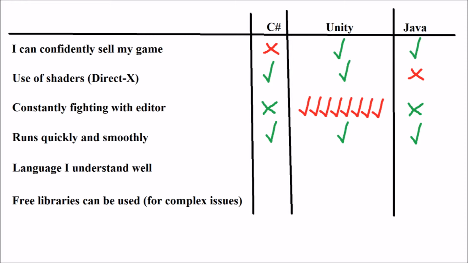They all run quickly and smoothly, so that's great. I understand the language very well, both C# and Java. Again, Unity would be running on C#. And free libraries can be used for complex issues. Unity and Java have those free libraries. C# is not exactly something that you go in for free stuff. So those are the pros and cons that I'm dealing with, and ultimately I decided to go with Java.